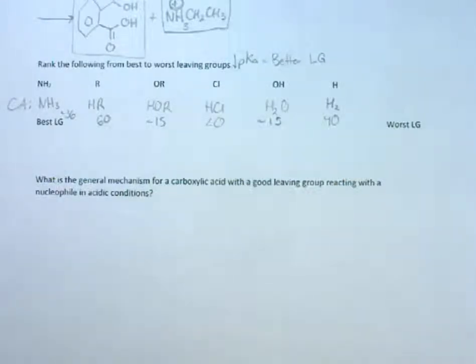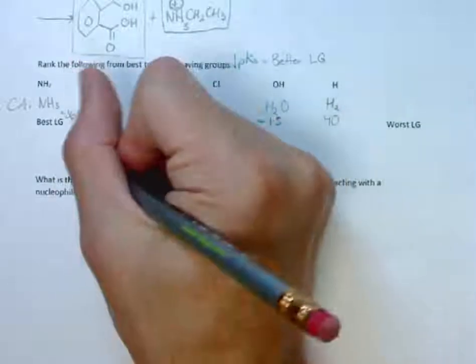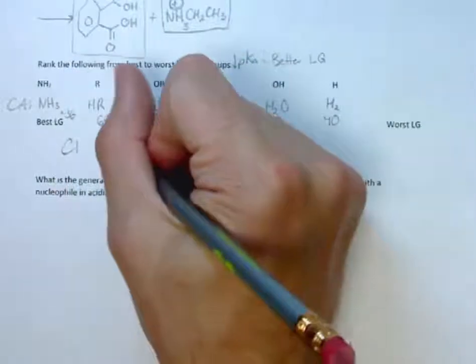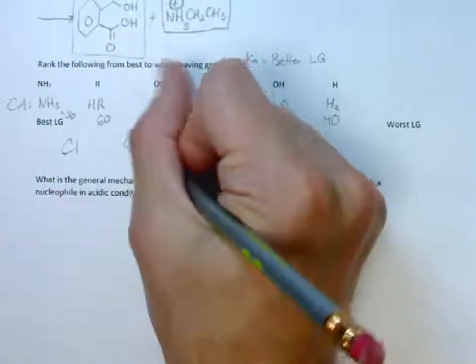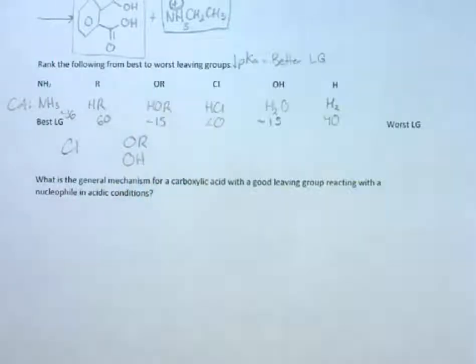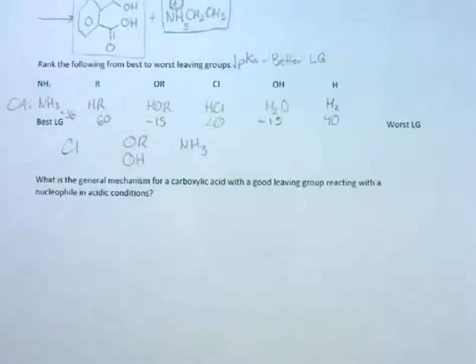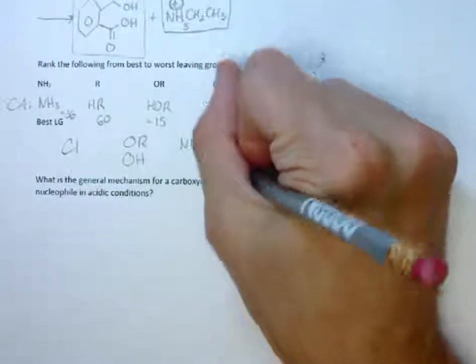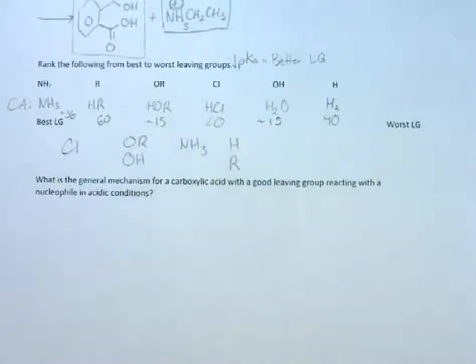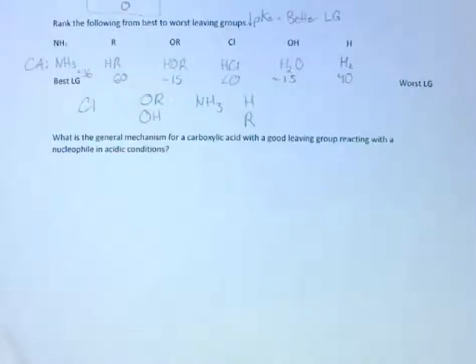So from best to worst leaving group, we would have chlorine, OR and OH tied, NH3, H and R pretty much tied because they have such a high pKa, they are not going to behave as leaving groups at all.